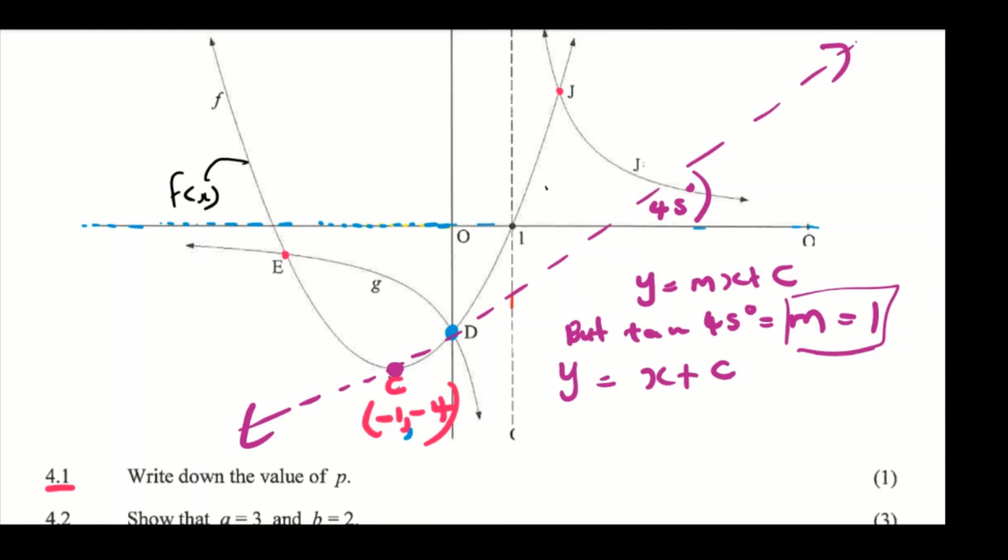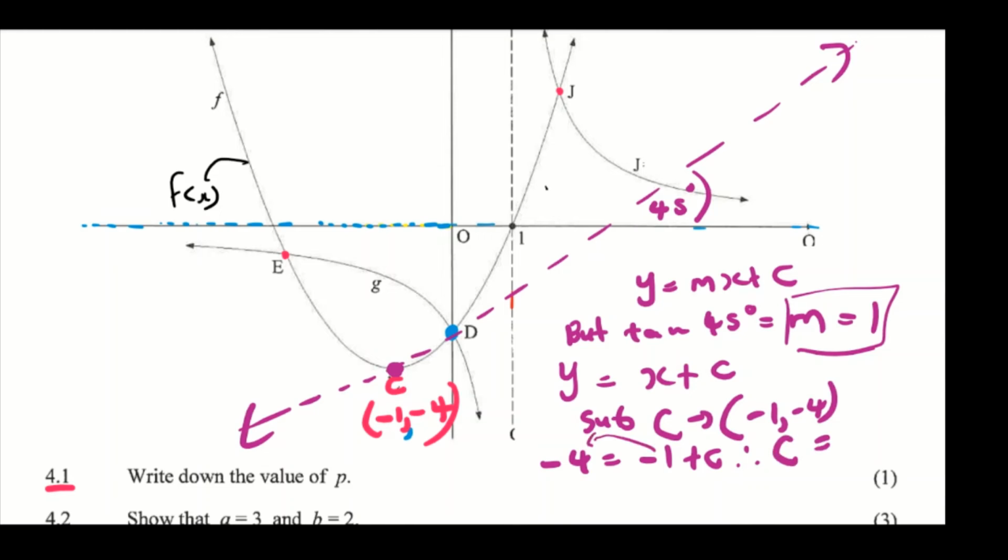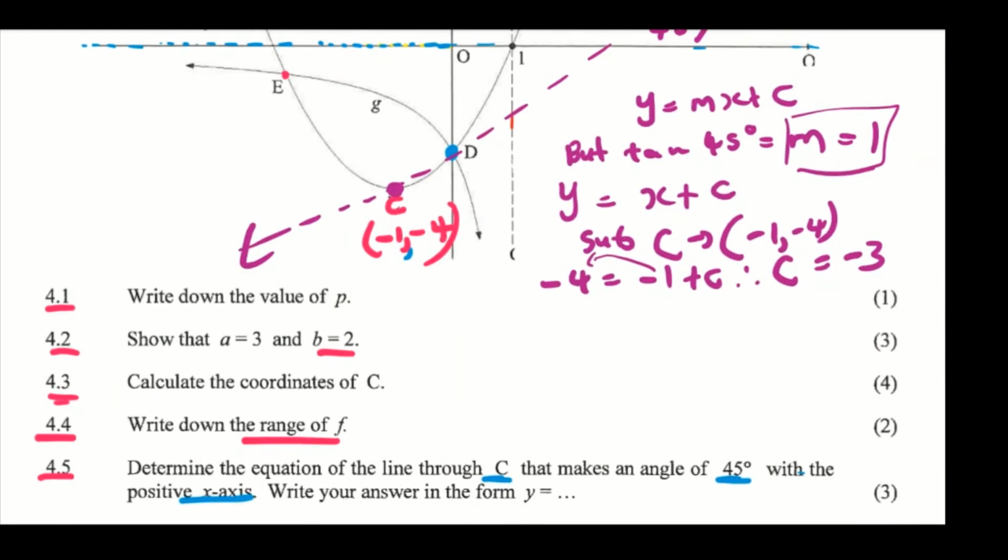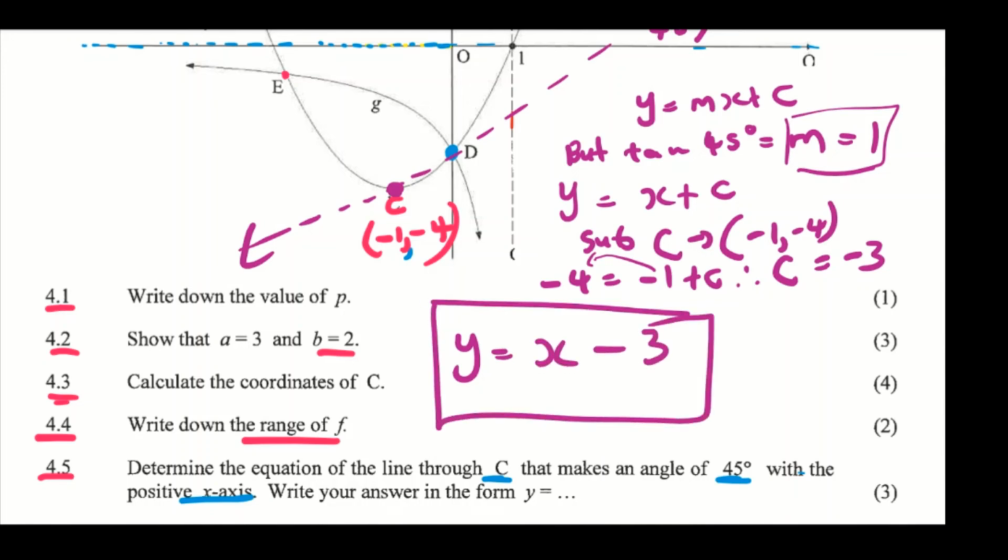So for us to find the value of c, we need to substitute point C, because that's where the straight line passes through. Substitute point C of -1 and -4. We will say where there's y, put -4 is equal to where there's x, put -1 plus c. Therefore c is equal to, transpose the -1 to the other side, we have +1, so it's -3, right? So the equation of this line is going to be y is equal to x minus 3. So this is the equation of the line that passes through C.